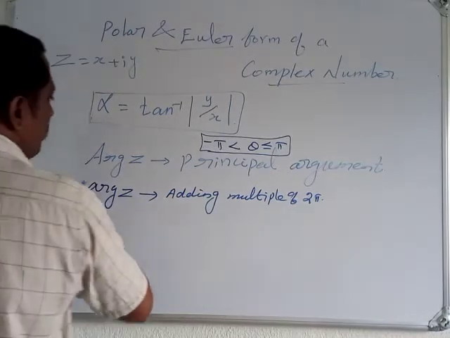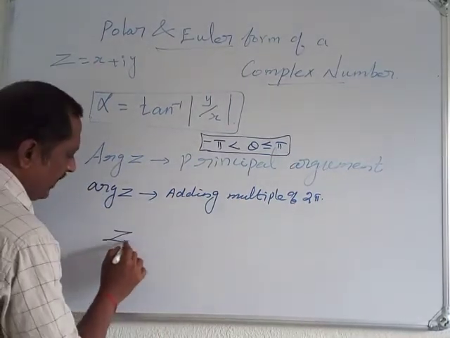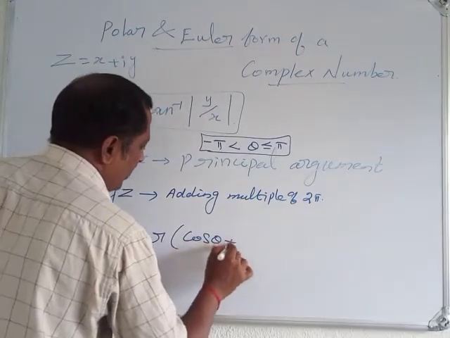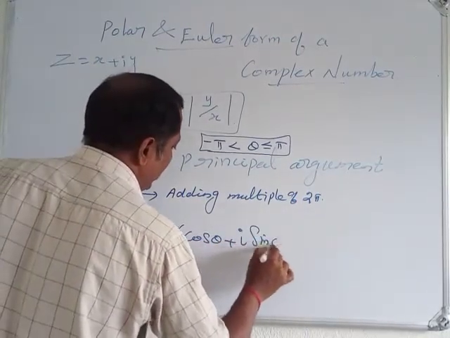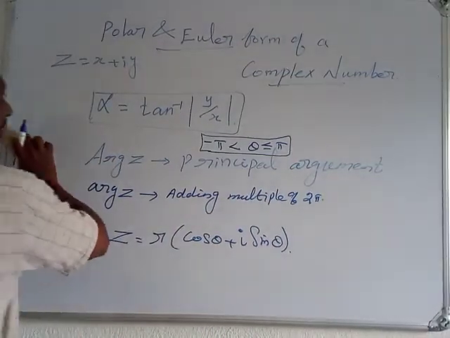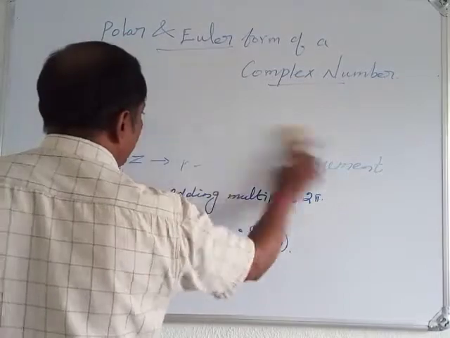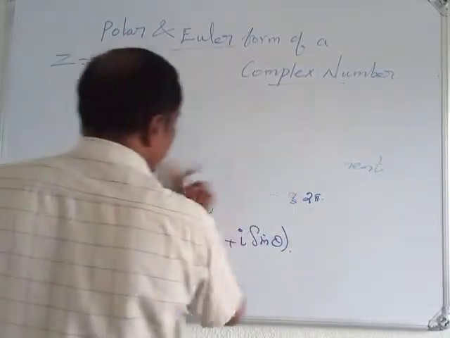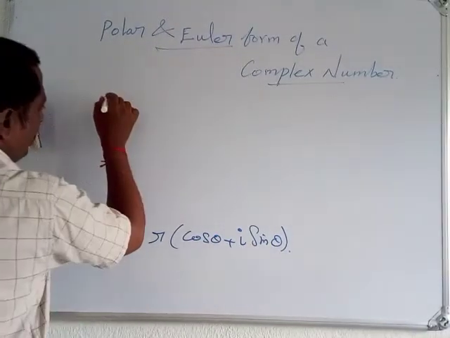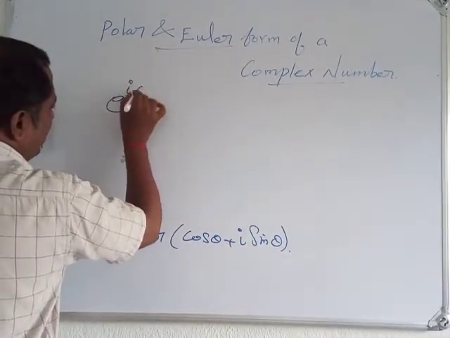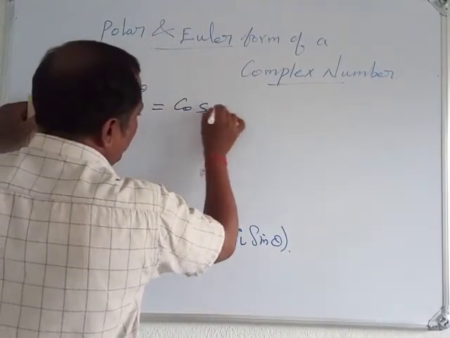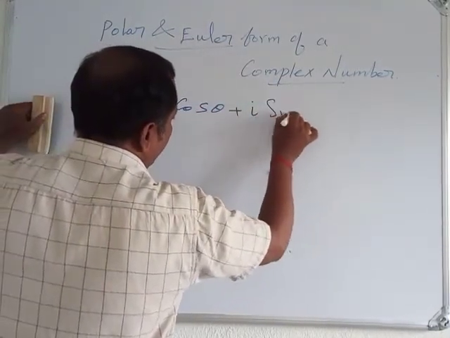This is a polar form. So therefore the polar form of a complex number is r into cos theta plus i sin theta. This is a polar form, right? And next, the Euler form. What is Euler, sir? Euler introduced one concept. This is called a Euler form. So Euler means e power i theta. It is exponential format. E power i theta is equal to cos theta plus i sin theta.